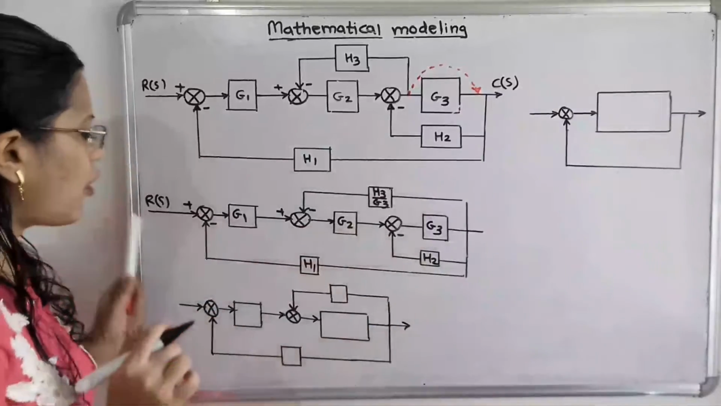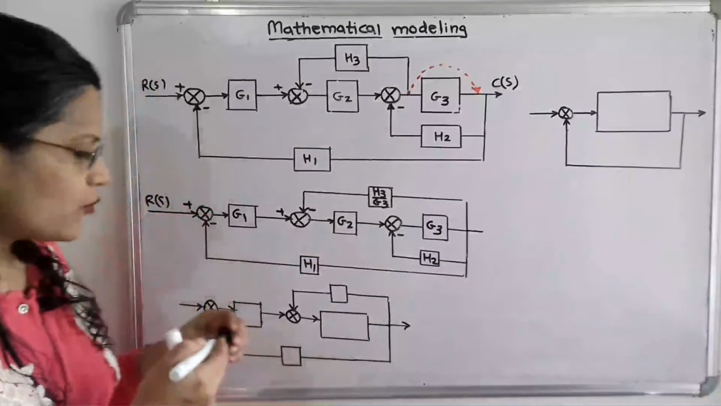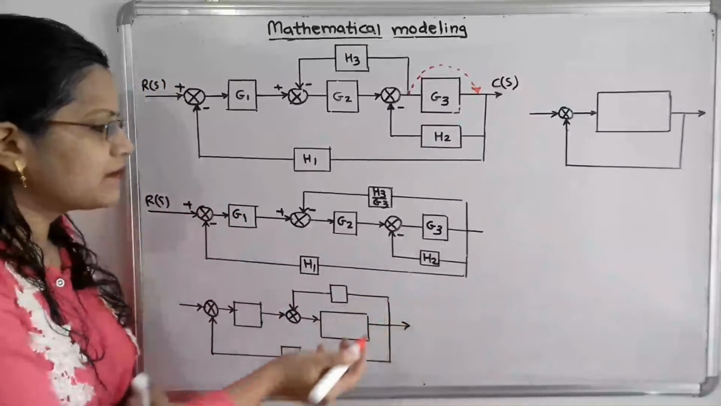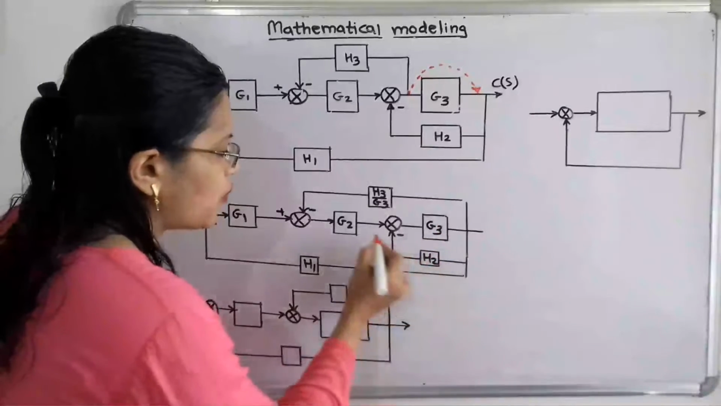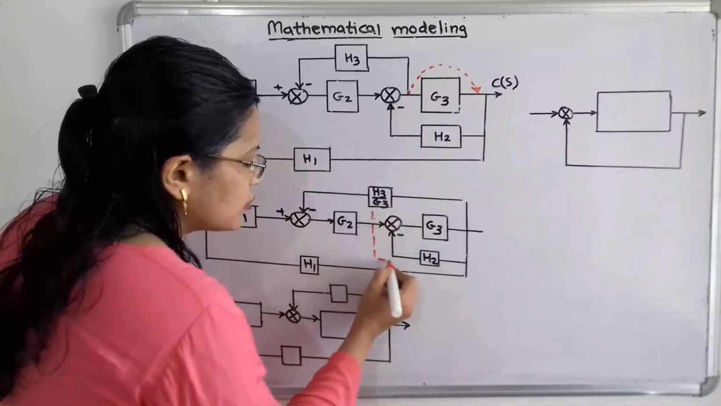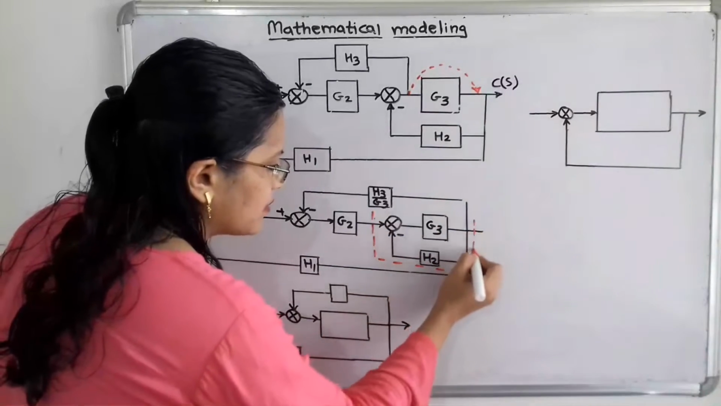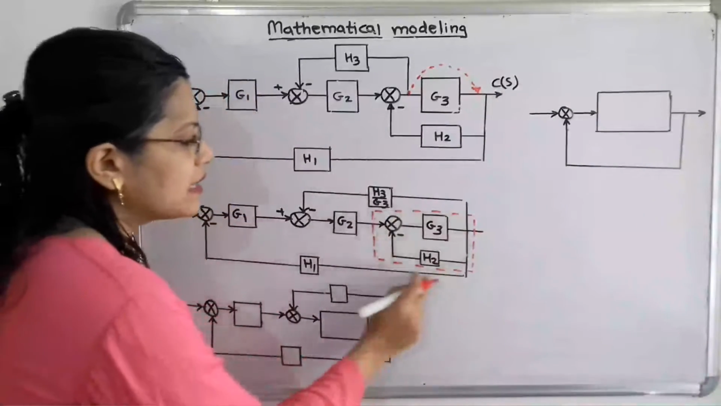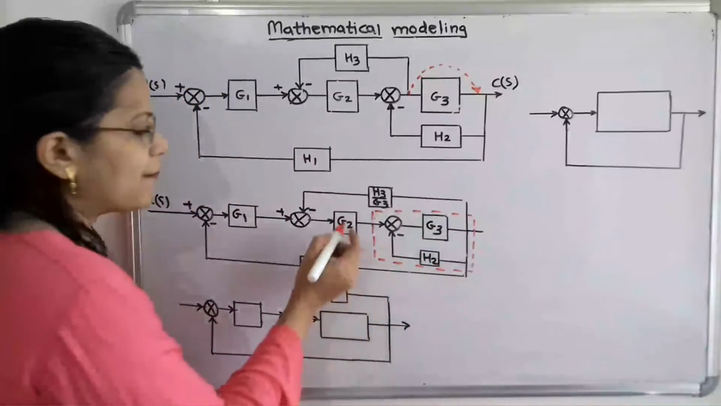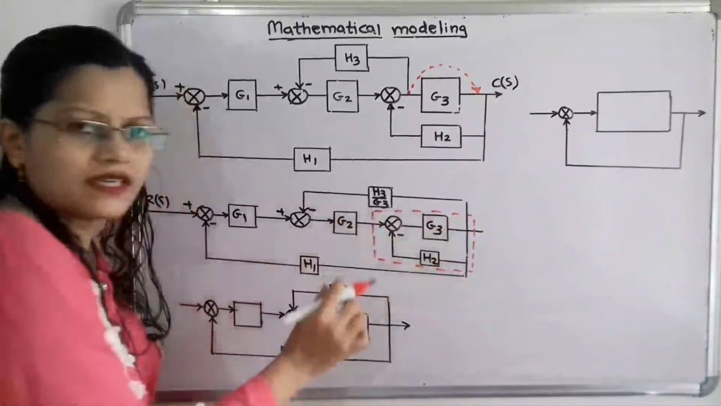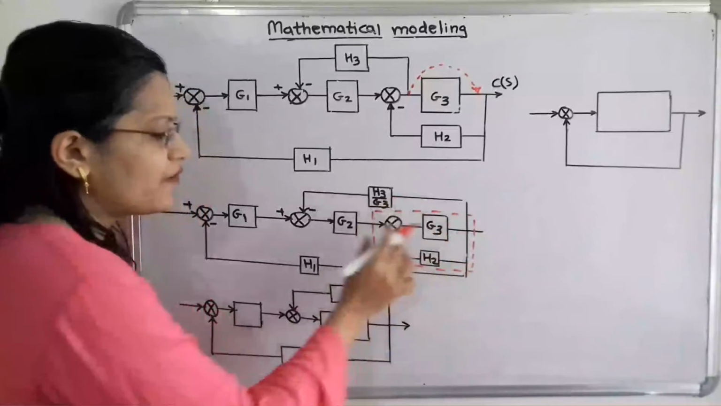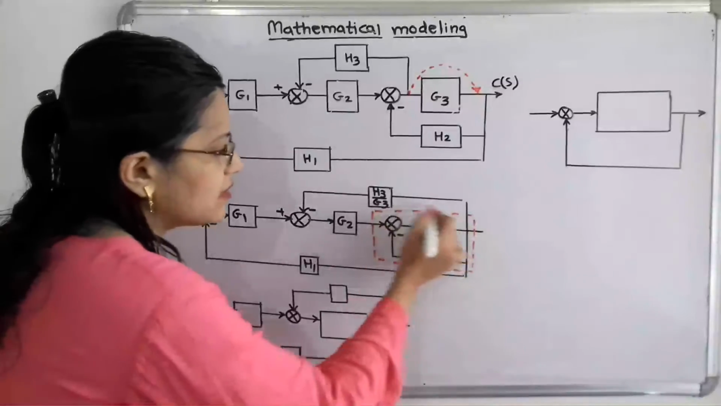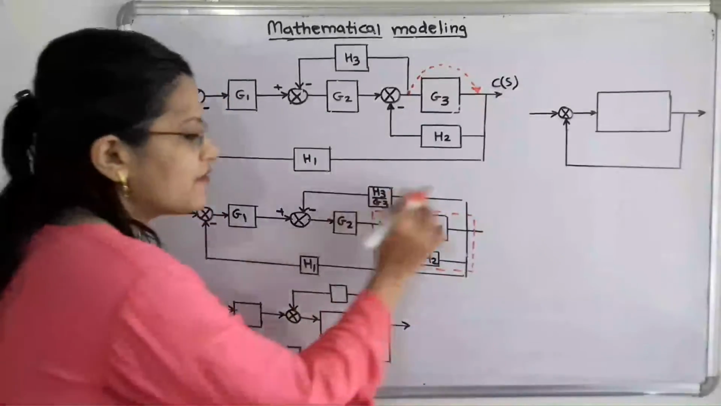Now again if we observe this diagram, then we have to eliminate the feedback loop. So what is the feedback loop? In between this block G3 and this block H2, I will show here with the help of red marker. So when I eliminate this feedback loop, then what will happen? This block G2 and this elimination of feedback loop will be in cascade.